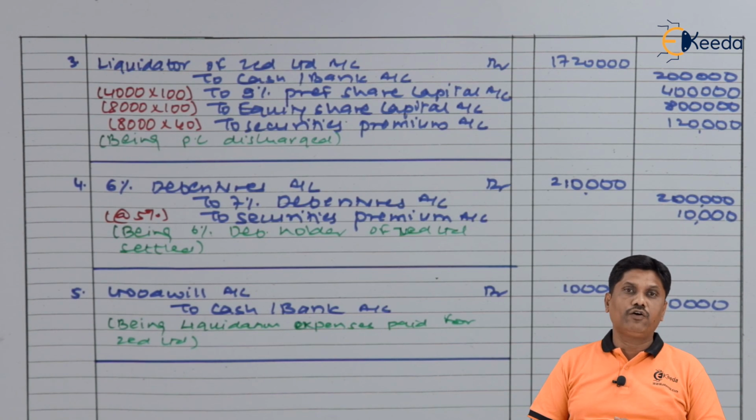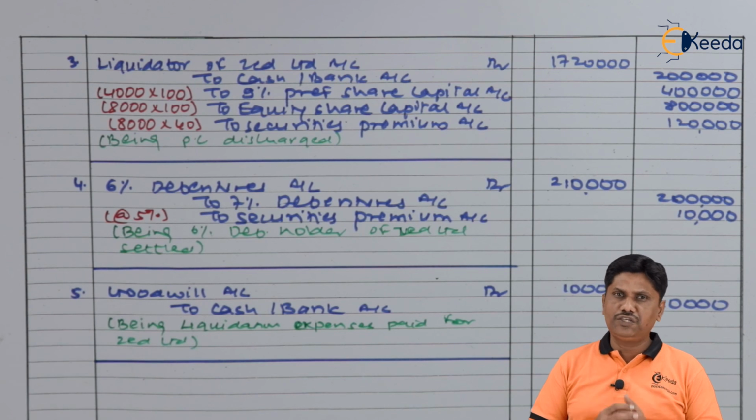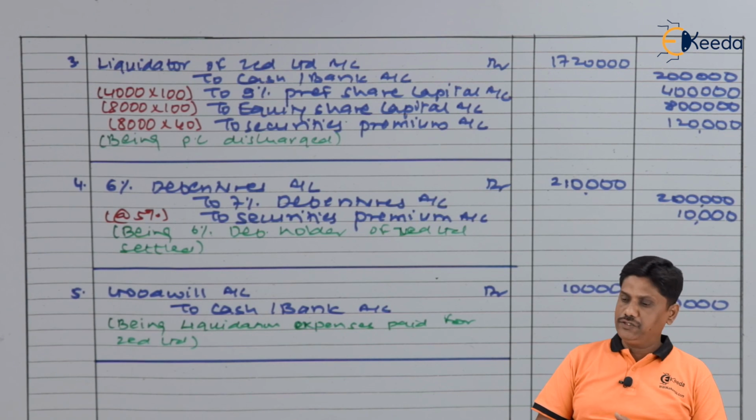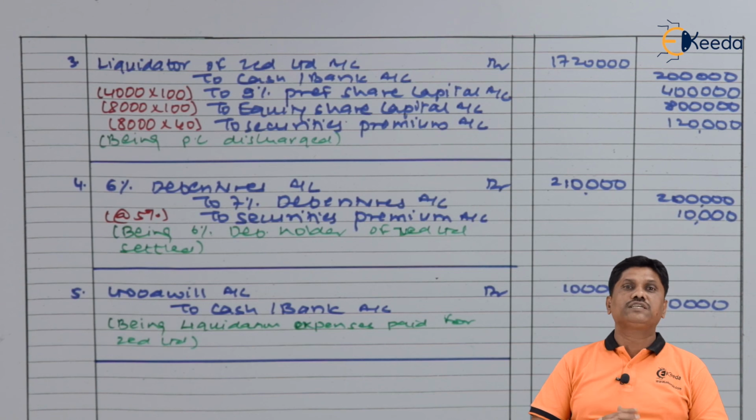There is nothing more to be recorded in this question. The requirement is only journal entries. So let us not talk about the balance sheet. I just hope this easy question you must have understood.